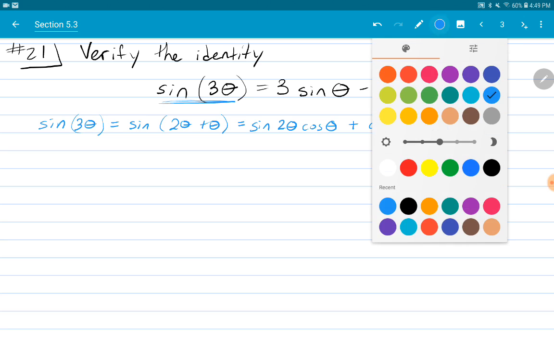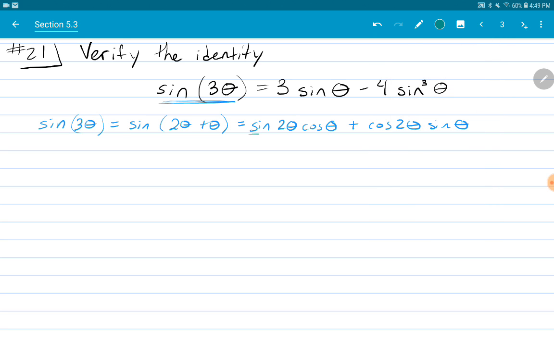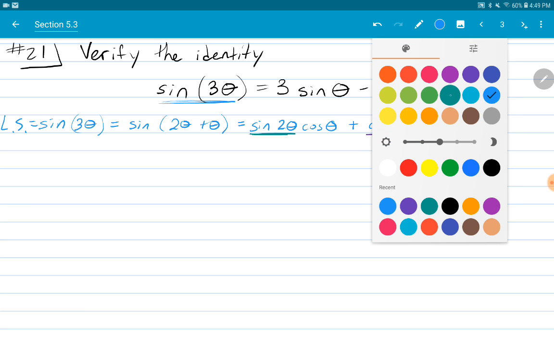Now I have a sine of 2 theta and a cosine of 2 theta that I can break down even more. I'm still working on my left side, so I'm going to write that down. I'm working on the left side of this identity and trying to make it look like the right side. So I'm just going to keep breaking this down as far as I can.